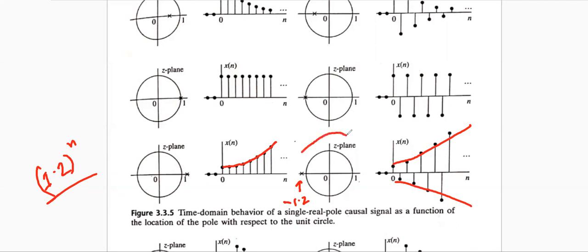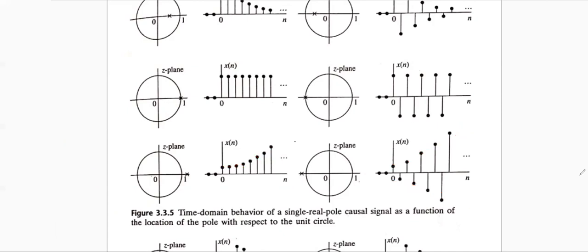This z domain representation may represent a system, or it can also represent a signal pattern, to make convolutions with the system. However, we are just talking about this: if the system represented in the z plane looks like this, the time domain representation looks like this. And very easily, by observing the z plane representation, we can say whether the system is stable or unstable in the time domain.